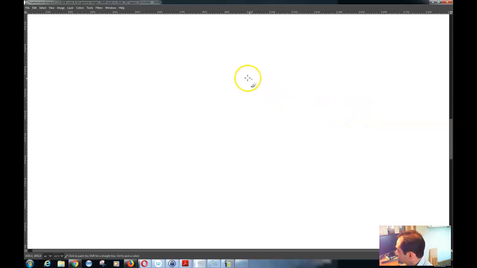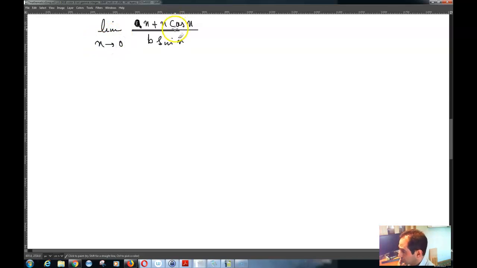So the next question that we have, this is question number 18, is the limit of ax plus x times cos x over b times sin x as x tends to 0. As x tends to 0 here, the numerator becomes 0 and the denominator becomes 0. So you have to somehow take care of that problem.